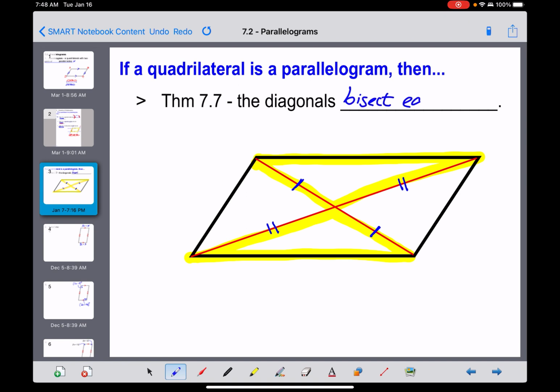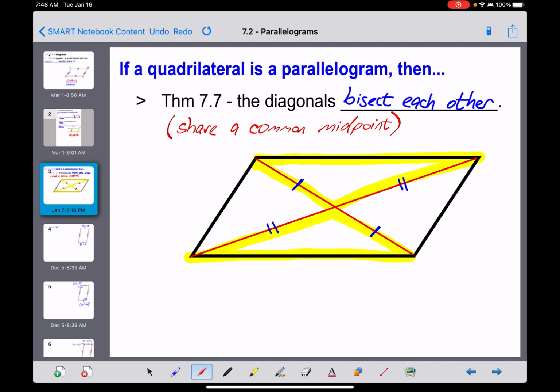bisect each other. Okay, another way to phrase that is that the two diagonals share a common midpoint. That's what that means.